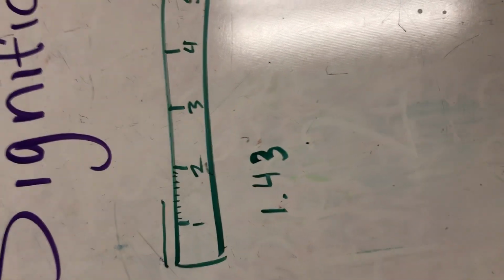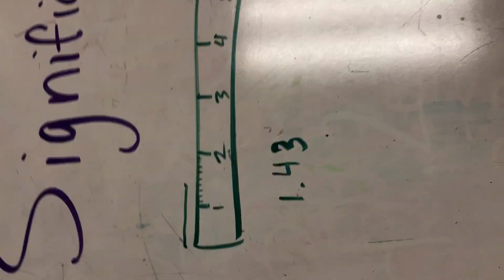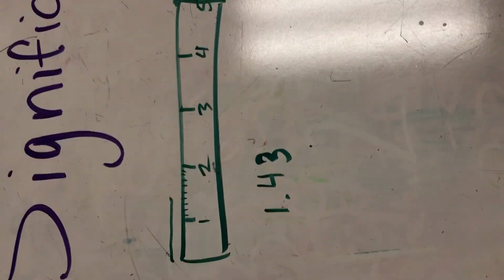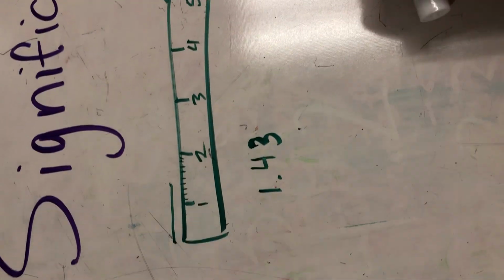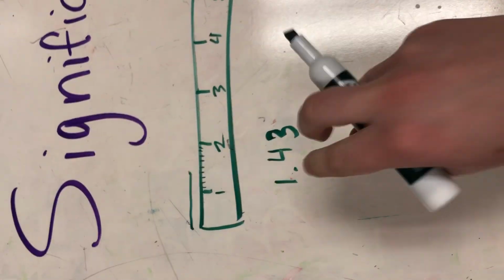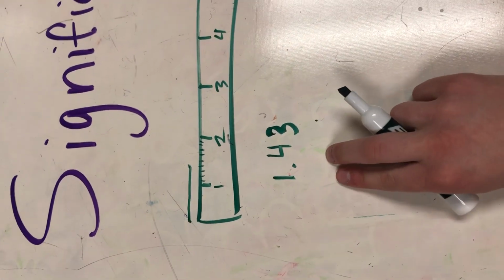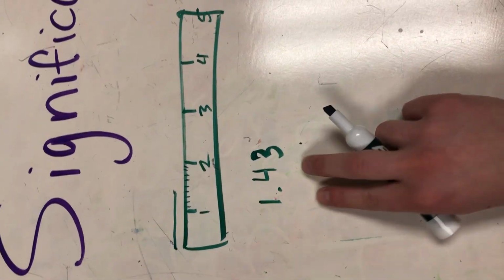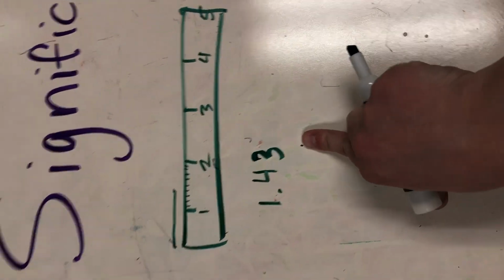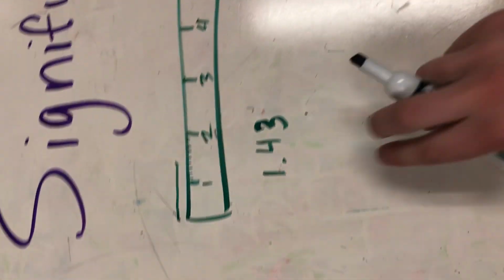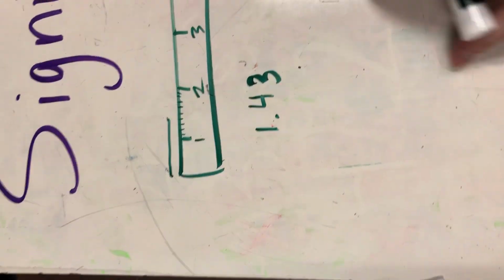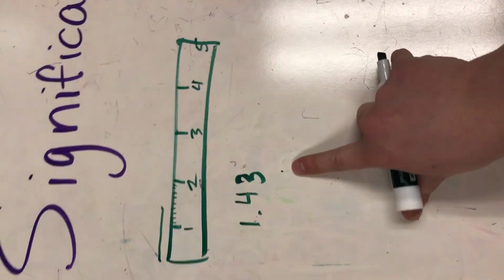So that's what you want to do when you're taking a measurement: you go one more decimal place than what you know for sure. So you have 2 known digits, and then 1 estimated. However many digits you know, always remember 1 estimated digit afterwards.